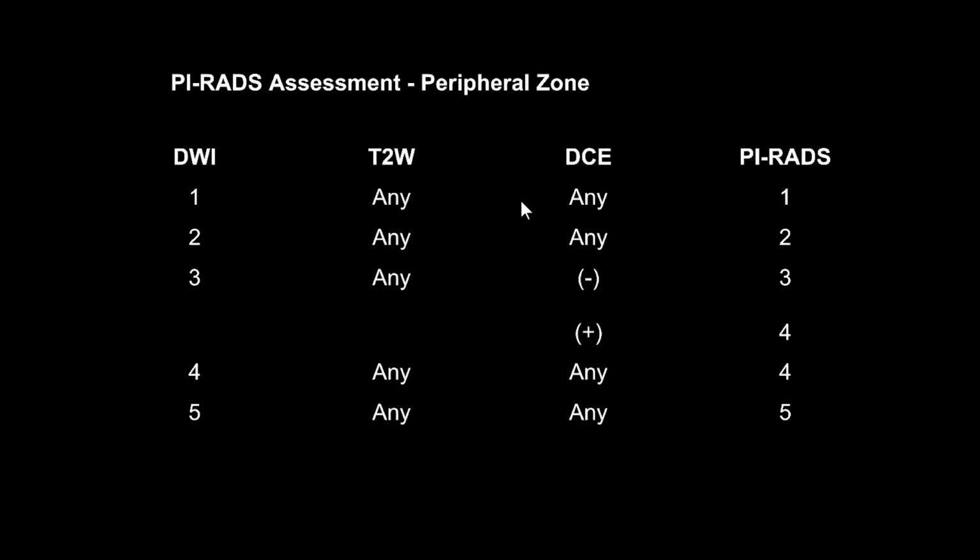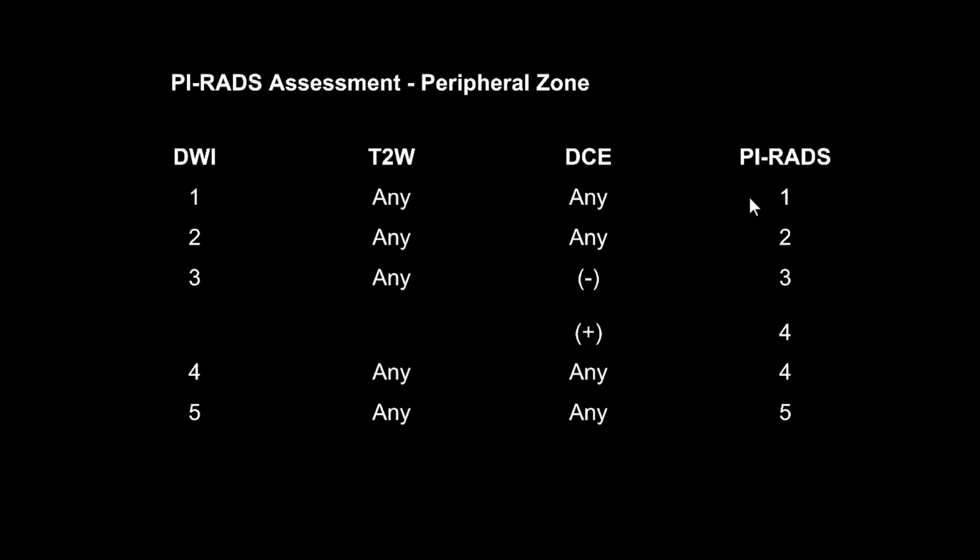Let's synthesize the American College of Radiology's RADS scoring system, 1 through 5, using 3 parameters: diffusion-weighted imaging, T2 fast-spin echo imaging, and dynamic contrast enhanced MRI. It's no coincidence that DWI is first, because it trumps these other categories. The RADS 1 and the RADS 5 are easy.